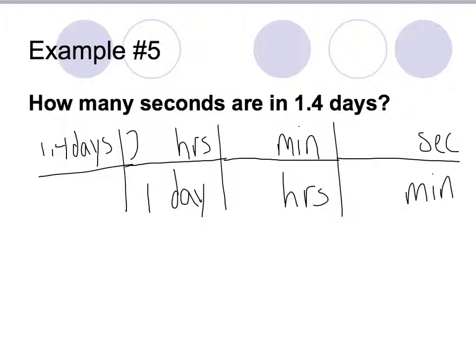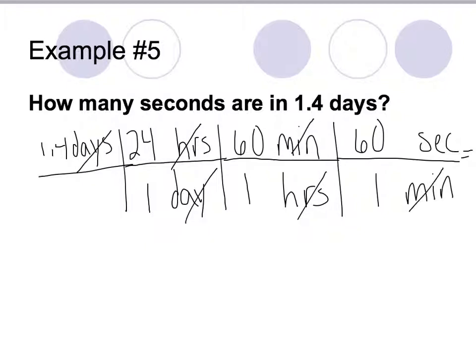1 day has 24 hours. You know that. 1 hour has 60 minutes. 1 minute has 60 seconds. So now check this out. Days, days cancel. Hours, hours cancel. Minutes, minutes. You're left with seconds. Sometimes it's fun to do math just with the units. So now we're going to multiply across. So here we go. All right, 1.4 times 24 times 60 times 60.